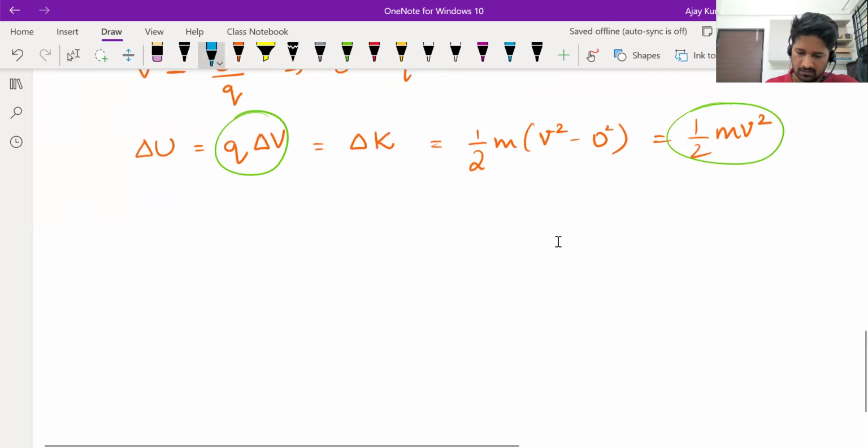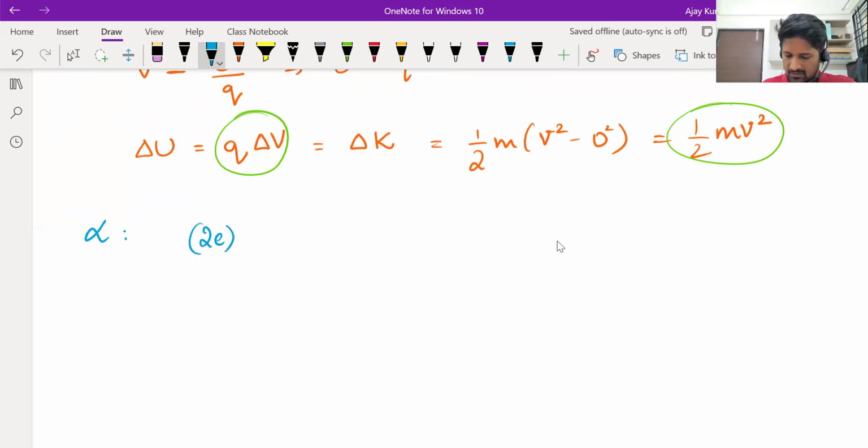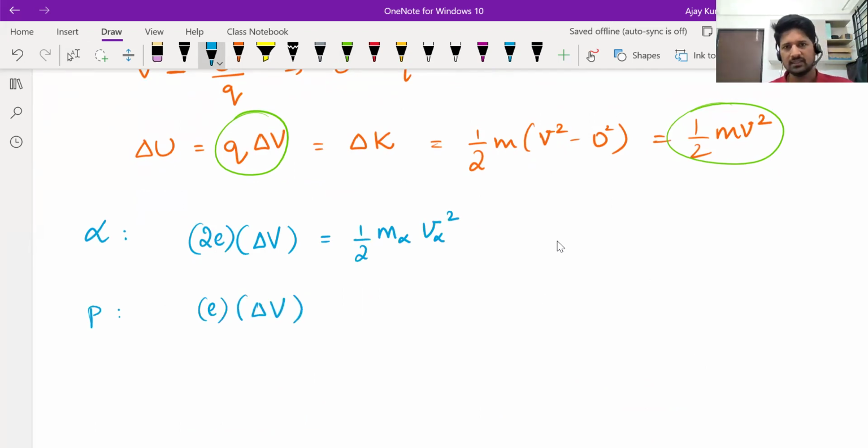So first for the alpha particle, the charge of the alpha particle is 2e, and let's say the potential difference that it goes through is delta V, capital V. Then that should be equal to the kinetic energy that it gains, half mass of alpha particle multiplied with speed of alpha particle squared. Next, for the proton, the charge of a proton is e, and it goes through the same potential difference. So the energy it gains is e into delta V. Should be equal to, it shows up as kinetic energy, so half mass of proton, speed of proton squared. Divide these two, you will get the ratio of speed of alpha particle to speed of proton.